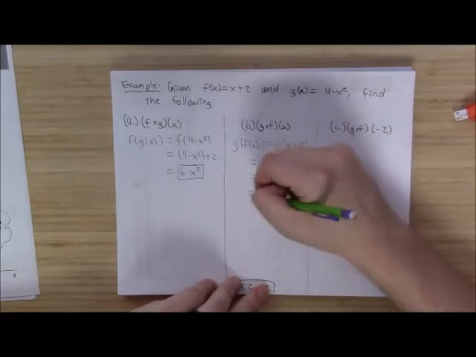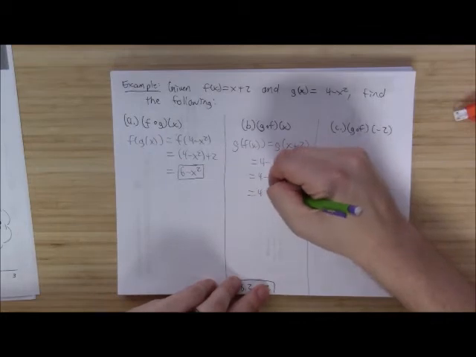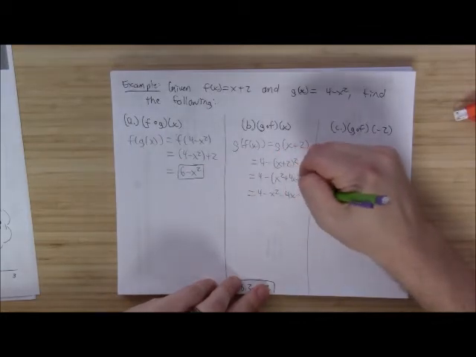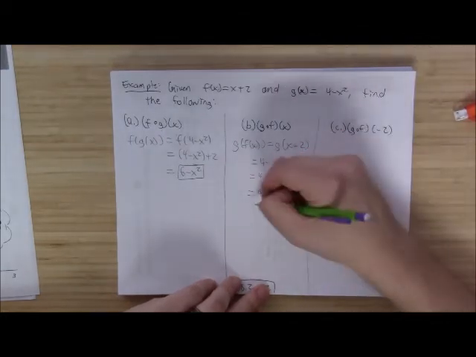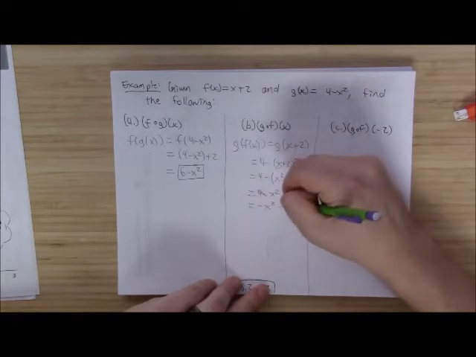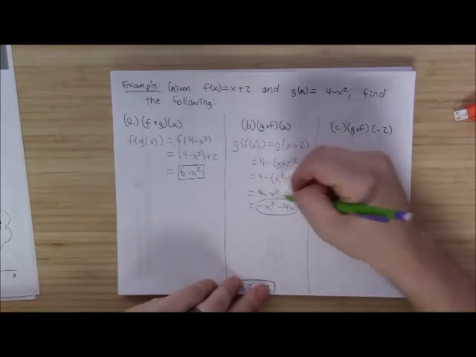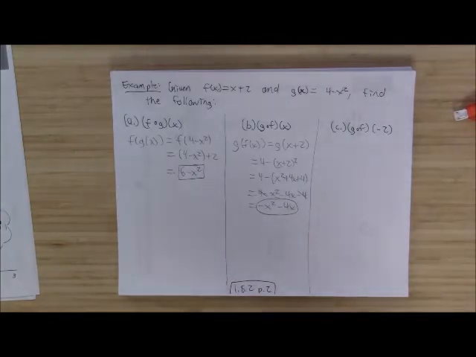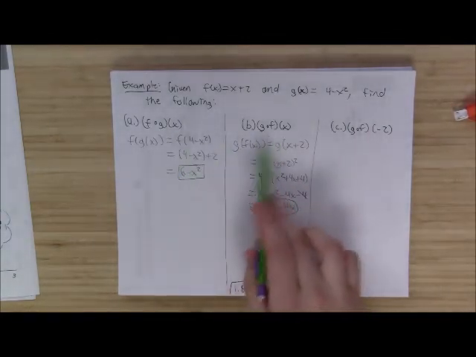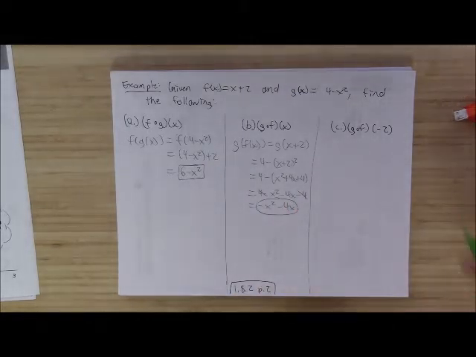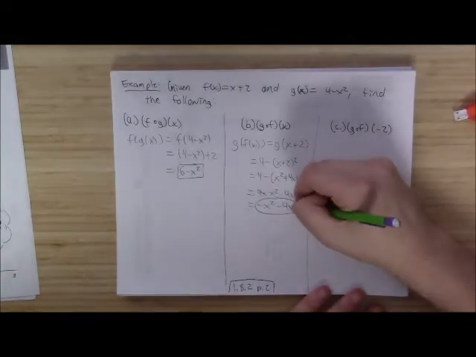We now apply the multiplication by the negative. 4 minus x squared minus 4x minus 4. The 4's will cancel, so we just get negative x squared minus 4x. Here, notice that the composition does two different things depending on which way you compose g and f. More on that in a bit.